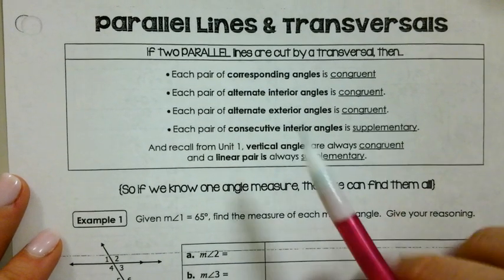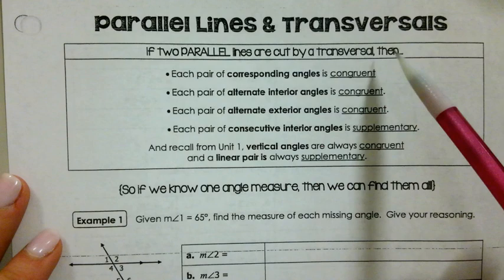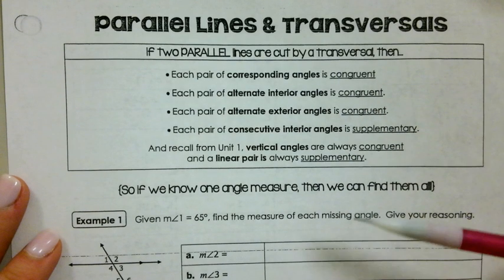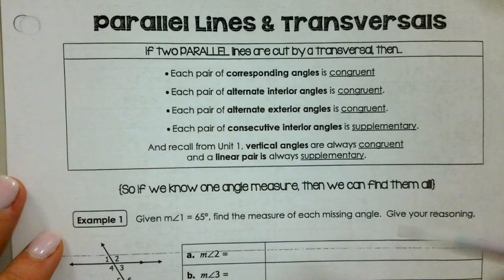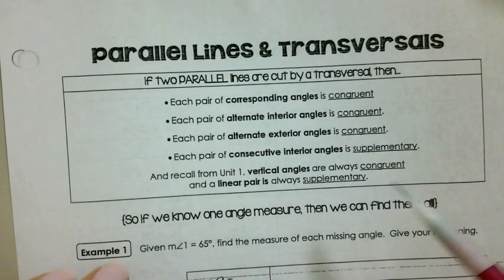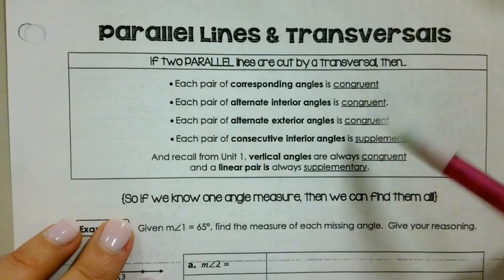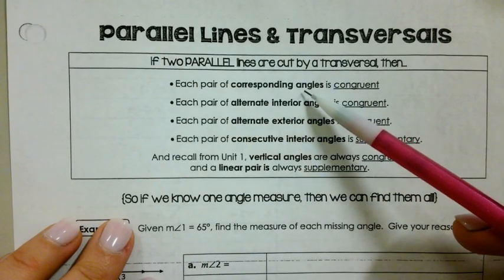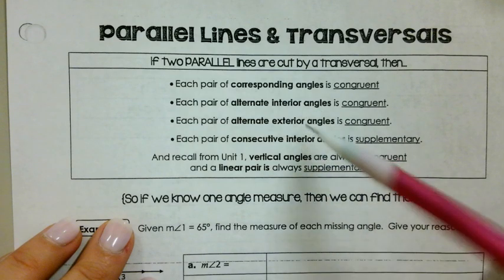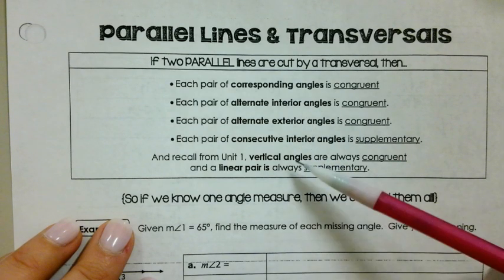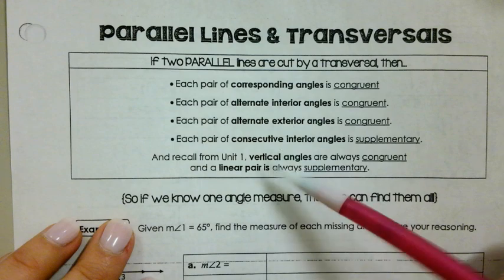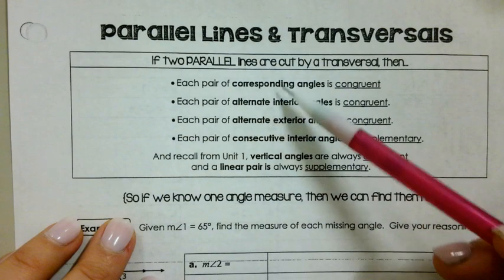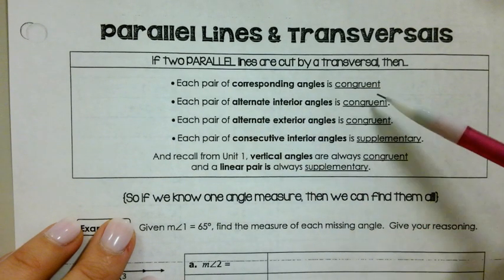Hey everybody, welcome back. We're going to learn about parallel lines and transversals. If we remember yesterday or the last video that I did, we talked about transversals and I made the following angles: corresponding, alternate interior, alternate exterior, consecutive interior, vertical, and parallel lines are what we talked about in Unit 1, but we've discussed the top four.